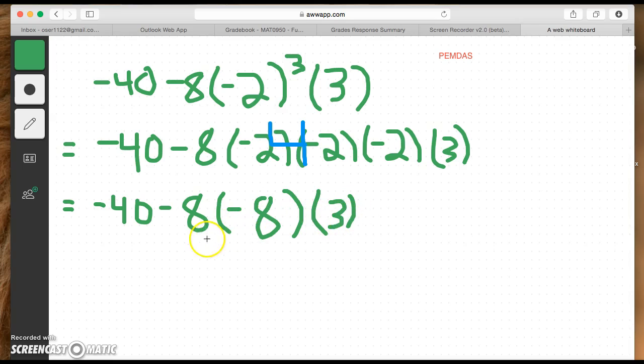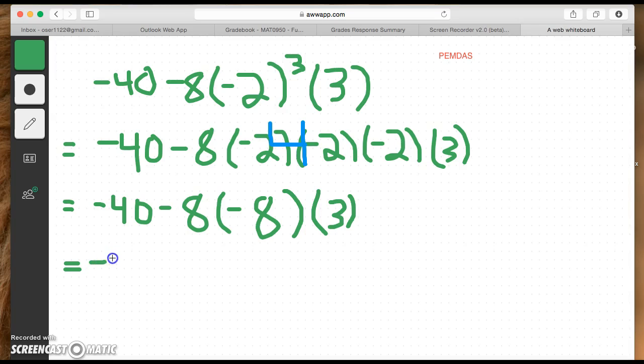And the operations that are connecting all of these numbers. So we have subtraction here, multiplication here, and multiplication here. Remember, if you do not see an operation, you assume that it's multiplication. So we need to take care of our multiplication next. So let's go ahead and do that.